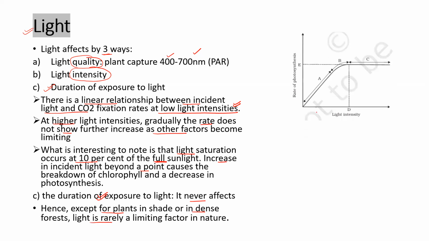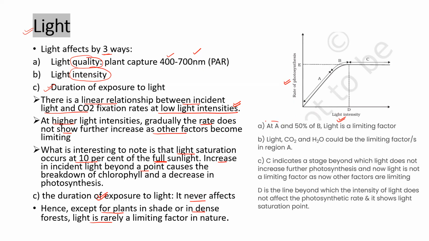Now see, this is the diagram of NCERT. This is the light intensity and this is the rate of photosynthesis. See the question: at A and 50% of B, you find light is a limiting factor. This is an important question of your exemplar book also, as well as given in your exercise. Please understand this question carefully.